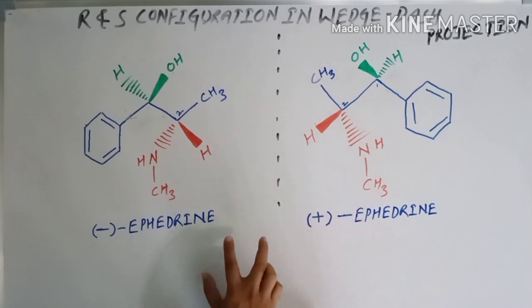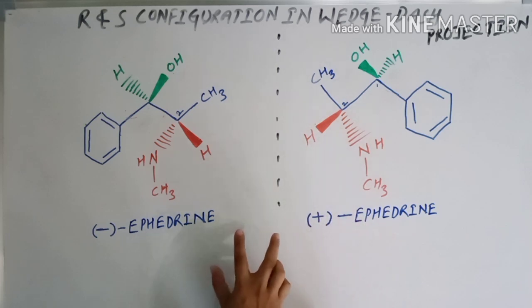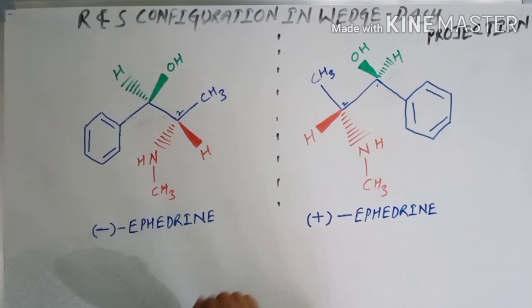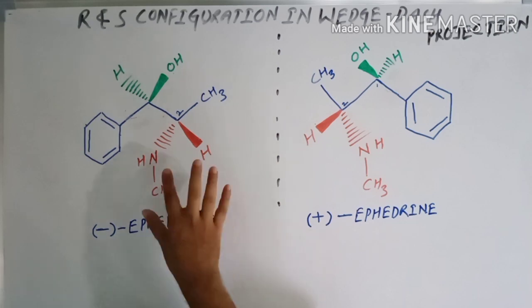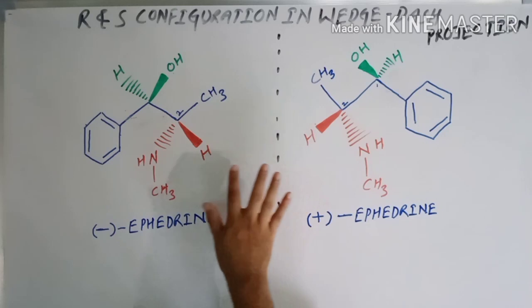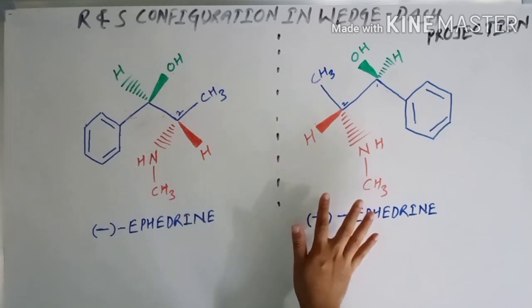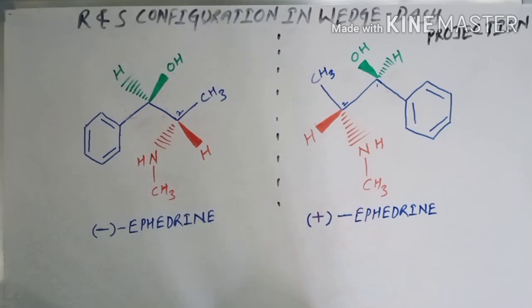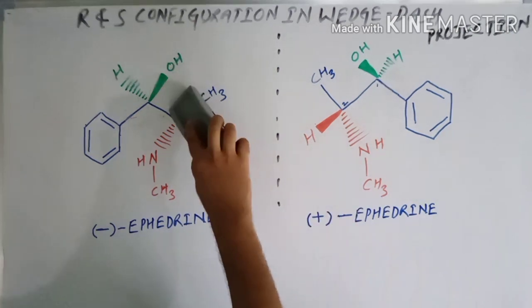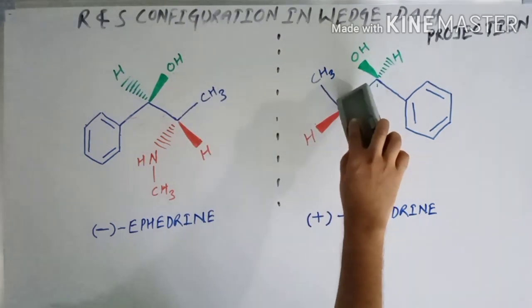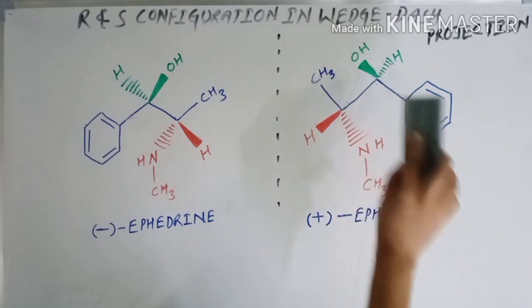So both of them are isomers, or we can say enantiomers. Both of them are what? Enantiomers, because both of them are mirror images of each other, non-superposable mirror images of each other. Now we have to find out the configuration of the chiral carbon which is present in this molecule.